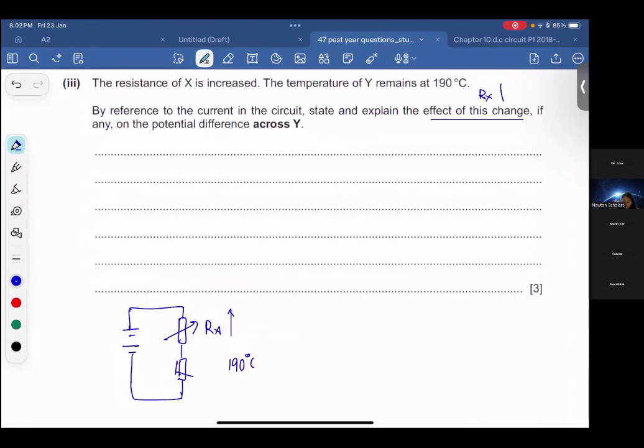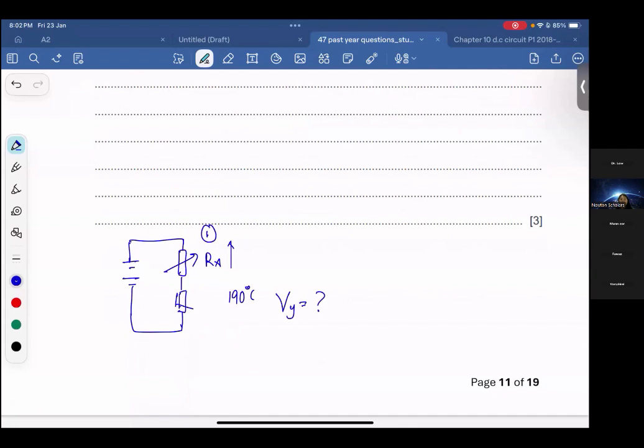Rx increases. If any, what happens to the potential difference across Y? So what happened to your Vy when you are increasing the Rx? So think.